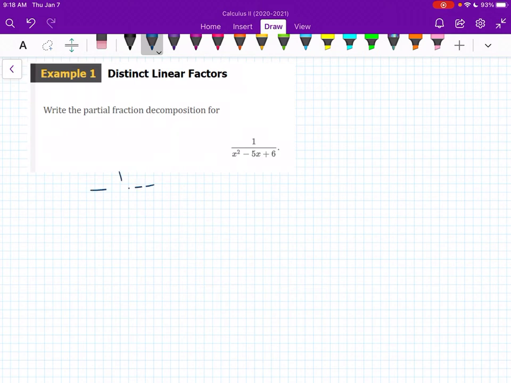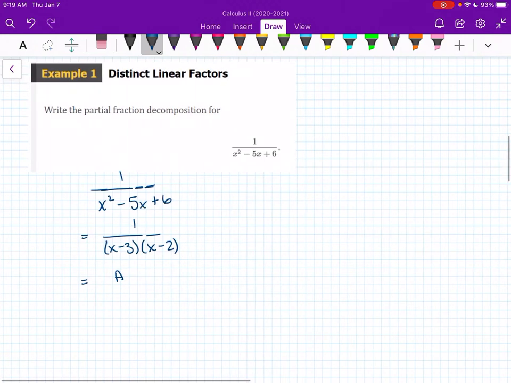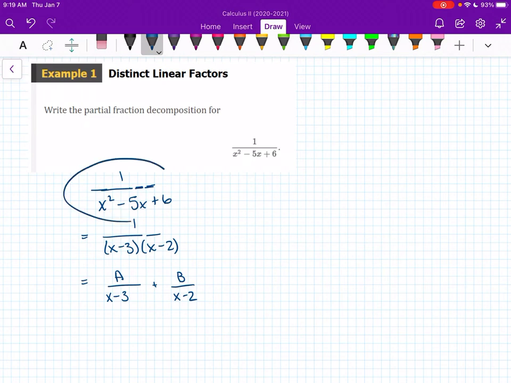So if I have x squared minus 5x plus 6, I can factor that denominator into x minus 3 times x minus 2. And so then I'm going to write this as a over x minus 3 plus b over x minus 2. If you hear my dogs wrestling in the background, I apologize. And so now what I want is for this to equal my original fraction, 1 over x squared minus 5x plus 6.